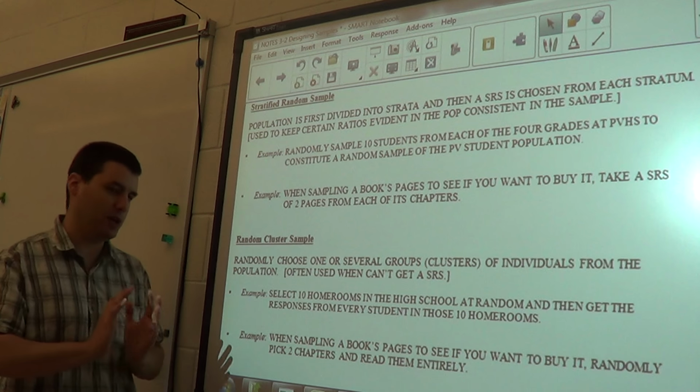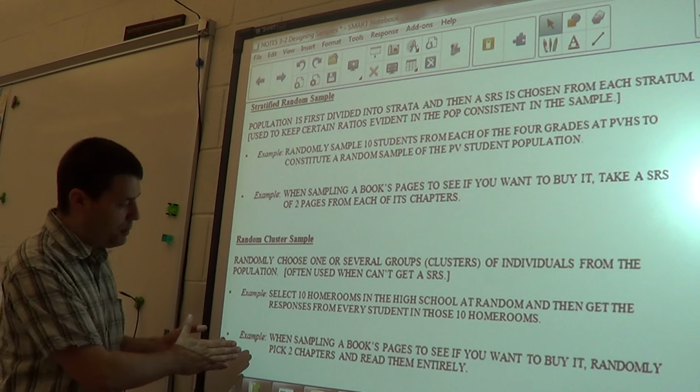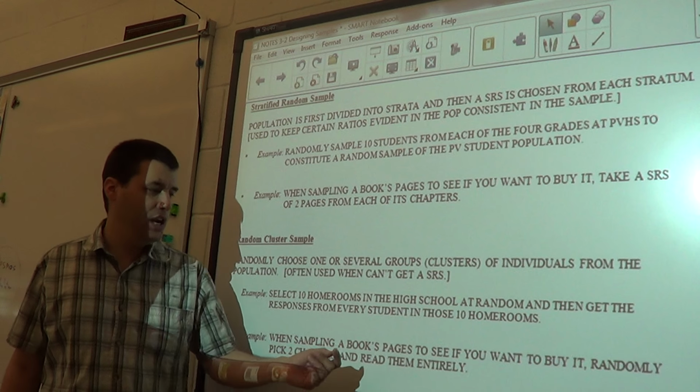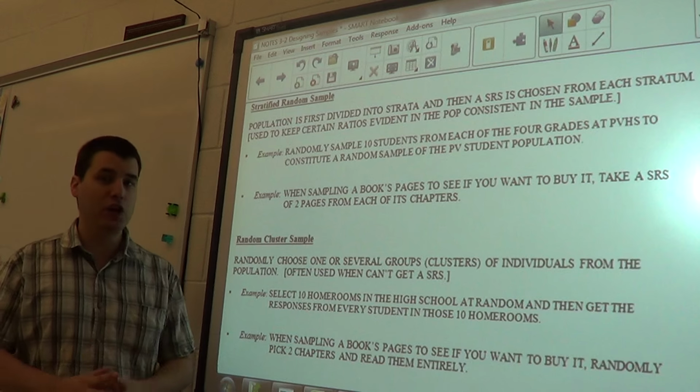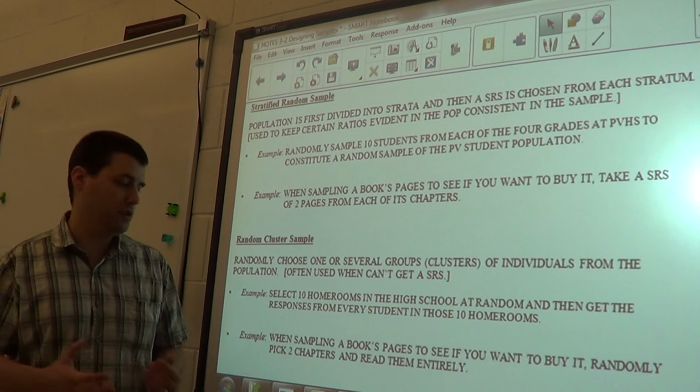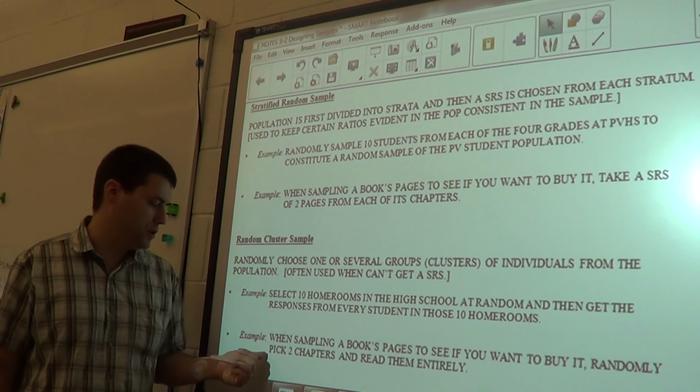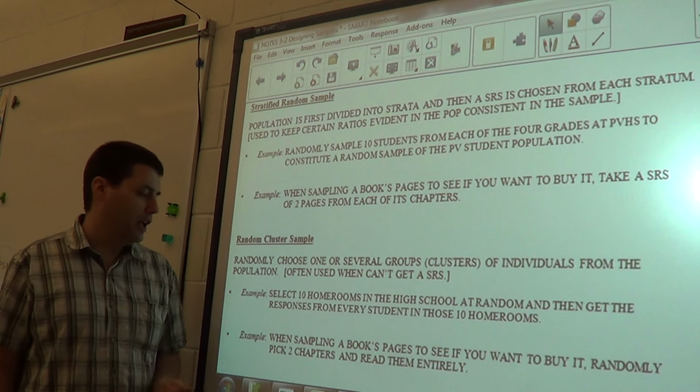Those homerooms, we get everybody. Back to the book example. When you're sampling a book's pages to see if you want to buy it, you randomly pick 2 chapters and you read those entire chapters. Right? Hopefully they'd be shorter if you're just sitting in the bookstore, but realize that'd be a good way to do it.